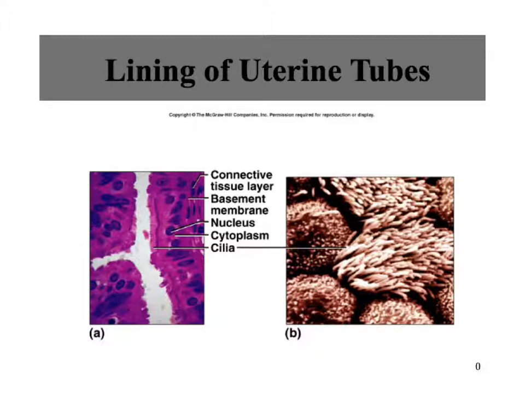Like we mentioned previously, the lining tissue of the uterine tubes contains pseudostratified, ciliated columnar epithelial tissue, and those cilia help to move and guide that egg through the uterine tube as it's making its way to the uterus.